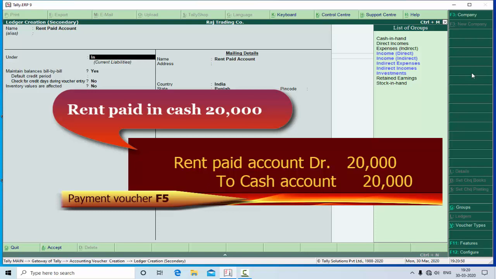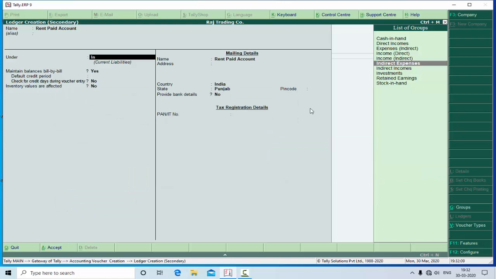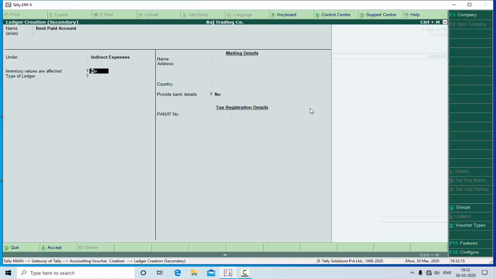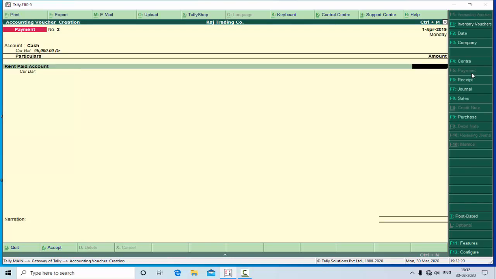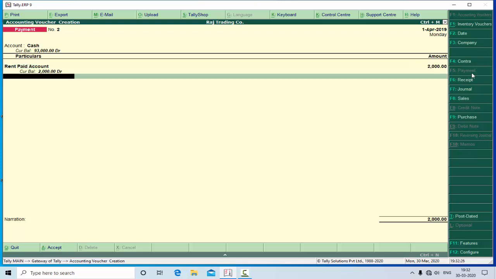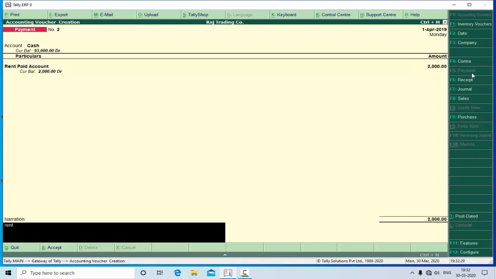So there are two types of expenses in our business. So select indirect expenses for group selection. All expenses of the business are mostly covered in this indirect expenses group, like rent account, electricity, telephone charges, and many other expenses of the business. I think you understand. And then enter the amount here, like 2000 payment made, rent 2000, and you can enter the narration: rent paid in cash. I think you understand how to record that entry.